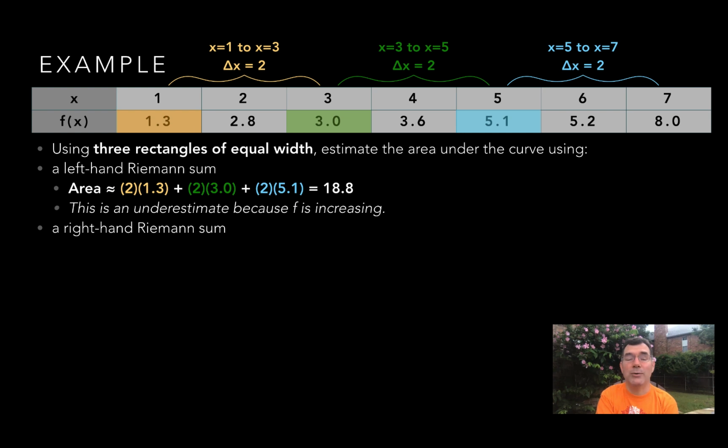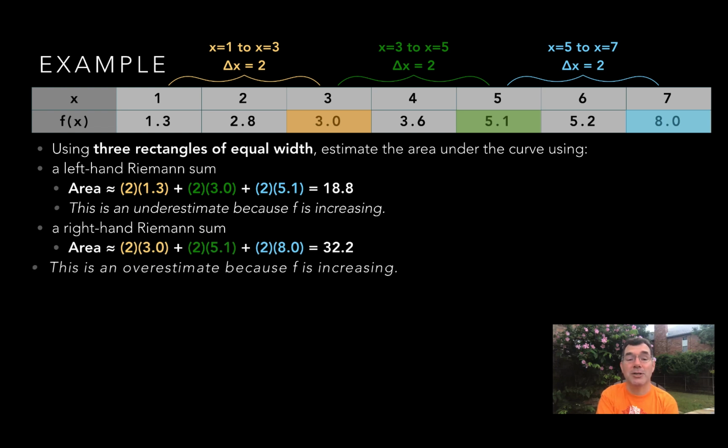If I'm doing a right-hand Riemann sum instead, I'm not going to be looking at the y values for the x's on the left side of the interval. I'm looking for the y values of the x's that are on the right-hand side of each interval. So I'm looking at the y value for x equals 3, x equals 5, and x equals 7. That gives me y values 3.0, 5.1, and 8.0. If I multiply each of those by a width of 2 and add it all up, I get 32.2. Now this is an overestimate because, again, the function is increasing. The y values keep going up.